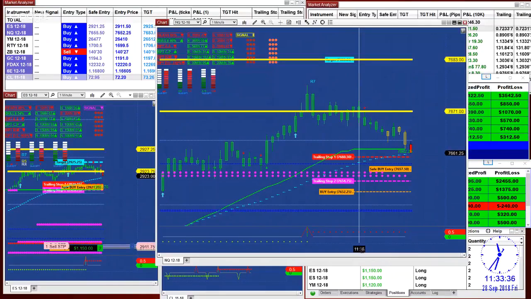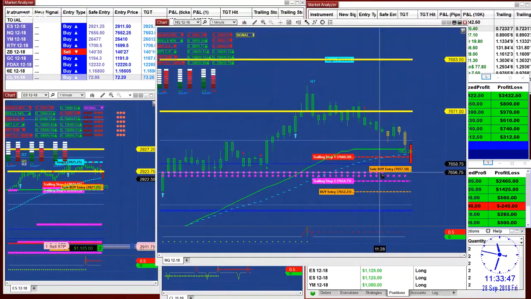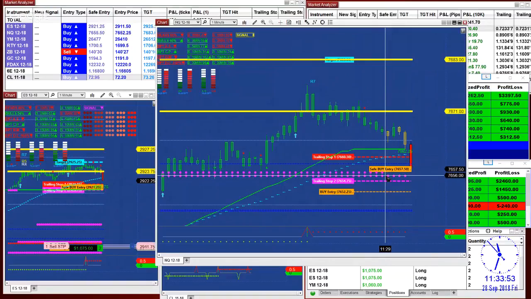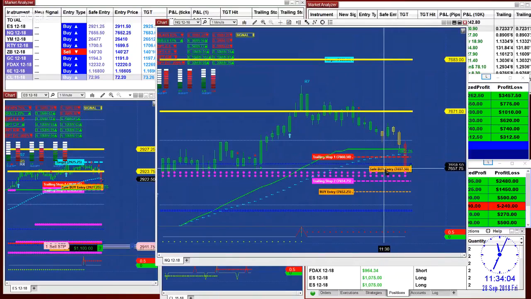You're always aware of what's going on. They're pushing it down. Let's see. Now, this is our official re-entry point. Let's see if we're going to be generating any new signals. This is our re-entry point, the buy safe entry on the NASDAQ.